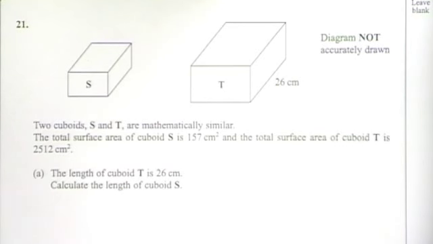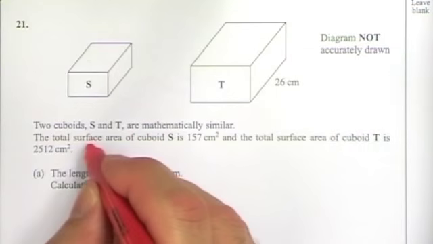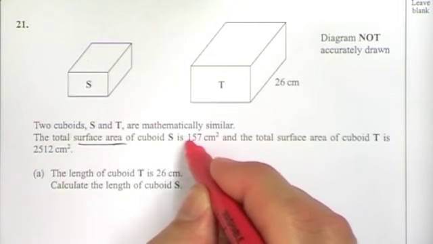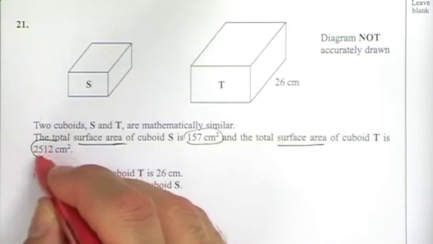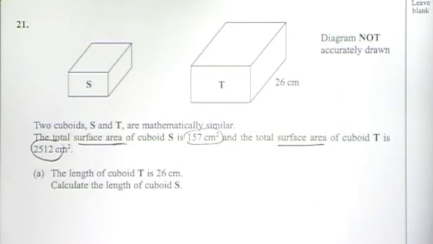Question 21 was similar shapes. The first thing you must do with all similar shape questions is find the scale factor. In this particular one, you are told 2 matching measurements, but it is for the surface area. The surface area of the first one is 157, and the surface area of the second one is 2,512. You want the scale factor.